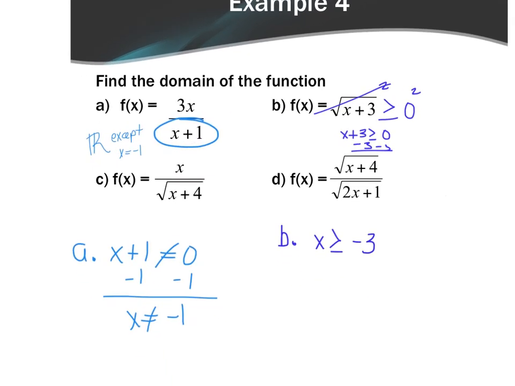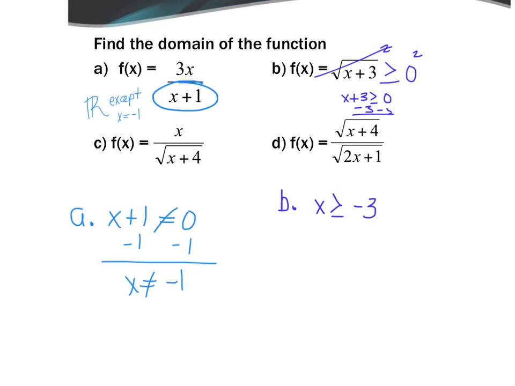Look at C. What's the problem with C? You have a square root where? In the denominator. What do we know the denominator of a fraction can never, ever be? 0. So in this case, I'm going to say the expression x plus 4 has to be what? Just greater than 0. How come it can't be greater than or equal to? Can't have 0 in the denominator.